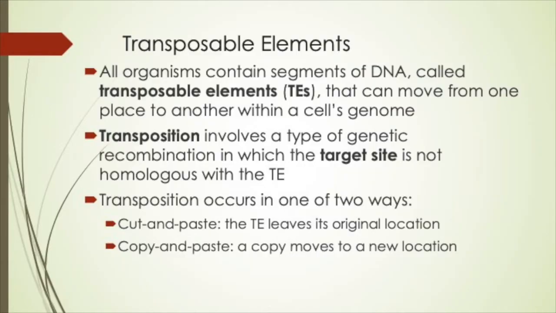So then we have transposable elements. All organisms contain segments of DNA called transposable elements that can move from one place to another within a cell's genome. We can move one part of a genome to another part. Transposition involves a type of genetic recombination in which a target site is not homologous with the transposable element. So it can occur in two ways, just like any type of document, you can copy and paste it or cut and paste it, right?